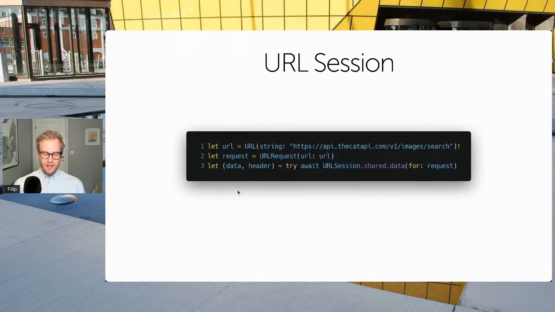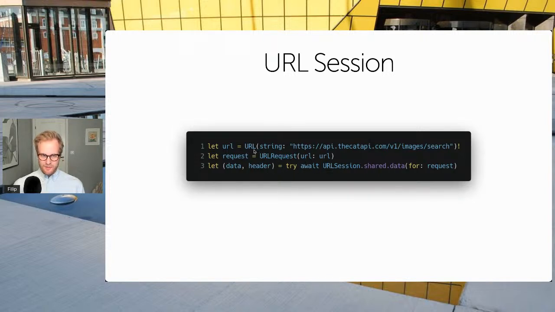Next up, let's talk about actually downloading stuff from the internet. URL session is the most convenient way. It's part of Foundation as well in Swift. The simplest way to actually download stuff from the internet. And let's first look at line 3 and over here, data and header. In parentheses with a comma here, if you're familiar with Python, for example, this is a tuple. So this thing will return not one value, but two values. And you will get the data and you will also get the response header once this finishes.